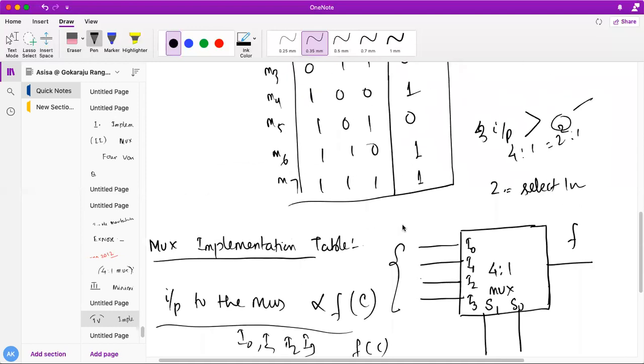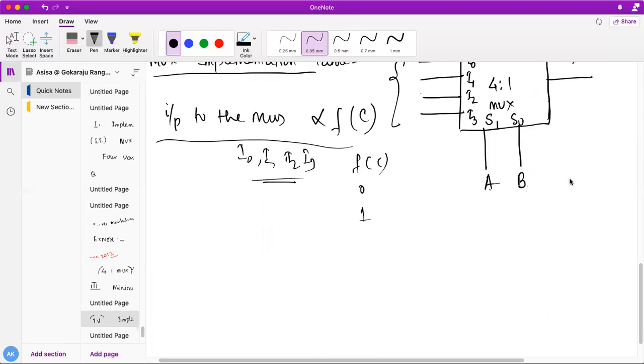What if the number of inputs is greater than the number of select lines? You need to connect the MSB bits of the inputs to the select lines, and the remaining input gives me the input to the MUX. Actually, those inputs to the MUX are a function of that remaining variable or remaining input.